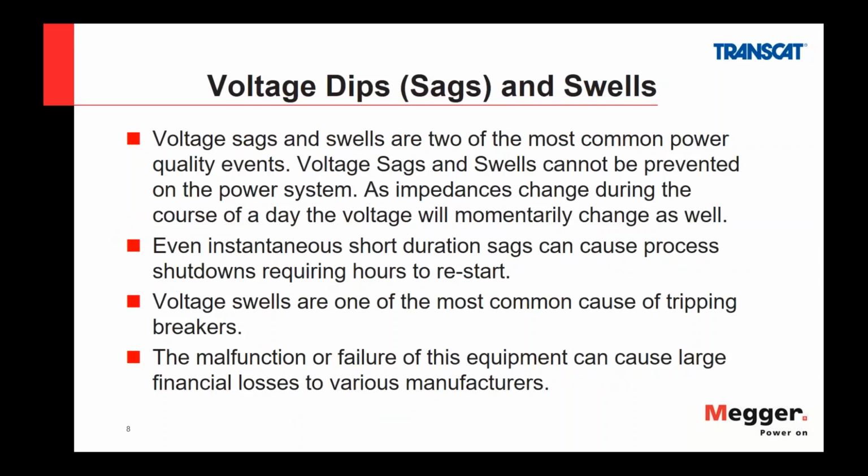Voltage sags and swells are the most common power quality events. Unfortunately, they cannot be prevented on the power system. Simply as impedance changes throughout the day, so will the voltage. Even instantaneous short duration sags can cause process shutdowns requiring hours to restart. And when you have a manufacturing process that is time dependent, a failure could cause an entire run to be discarded and the financial losses to be significant. Voltage swells are also the most common cause of tripping breakers.